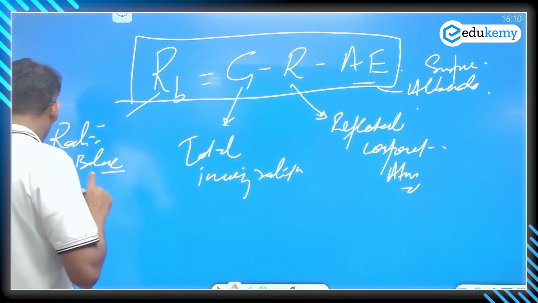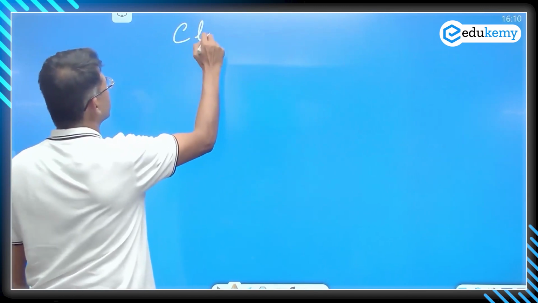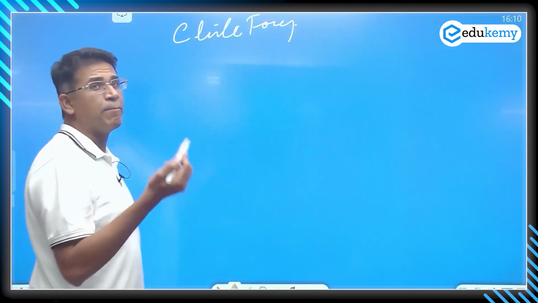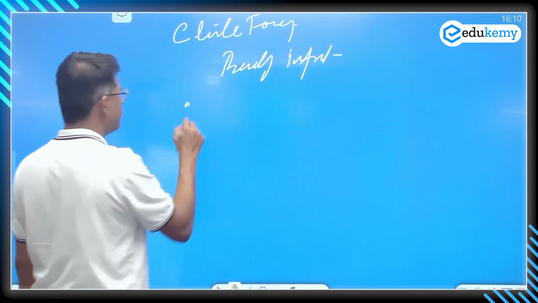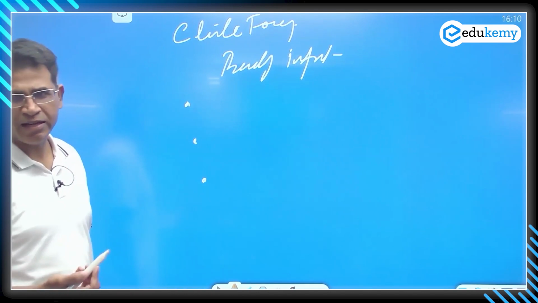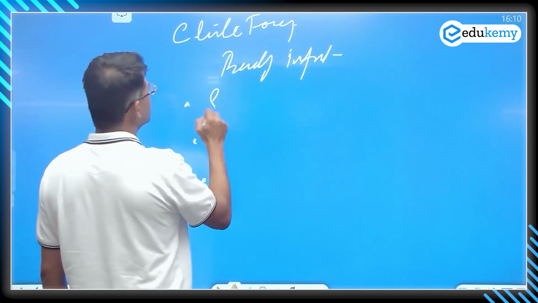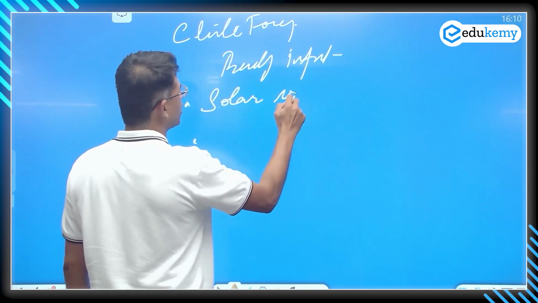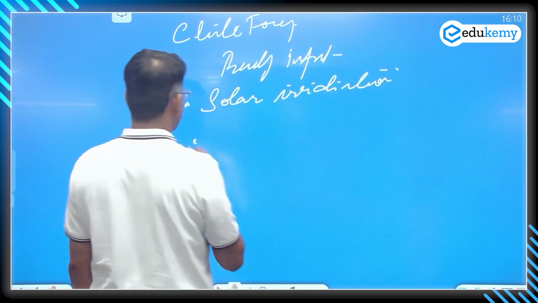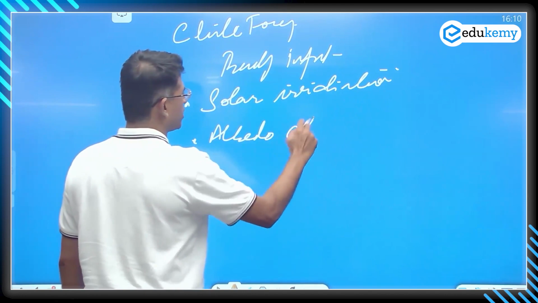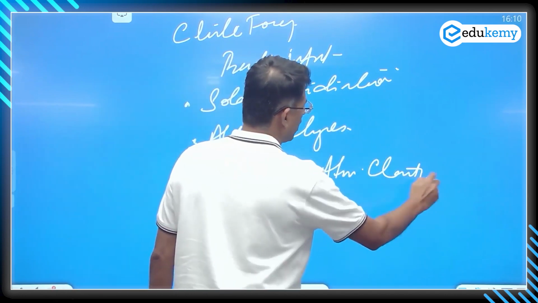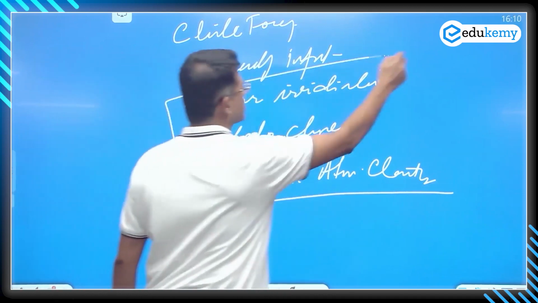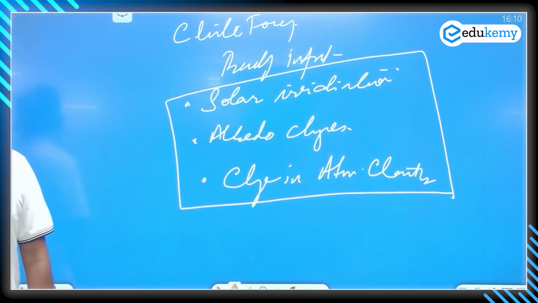Okay. Now, if you look at the climate forcing presently impacting, I gave the three reasons yesterday. One is changes in the solar irradiation. Number two is albedo changes. And number three is changes in atmospheric chemistry. You should discuss these three. Solar irradiation, the incoming solar insolation, the albedo changes.